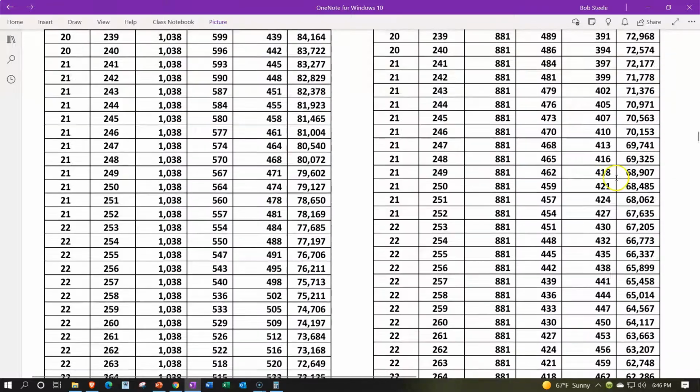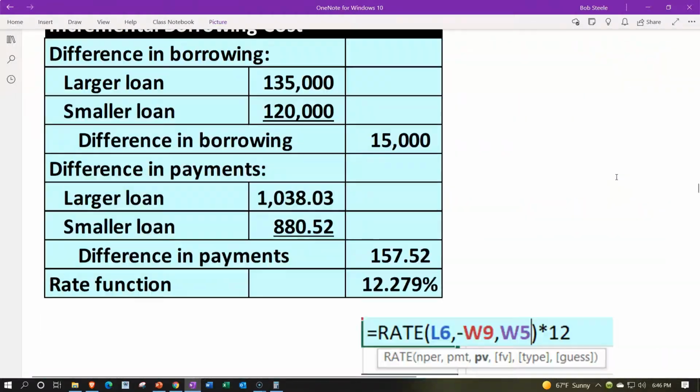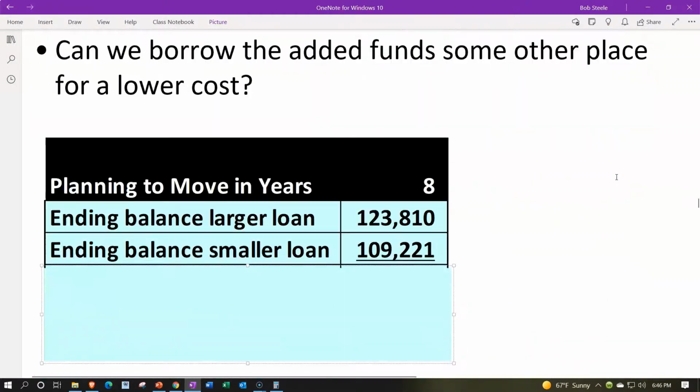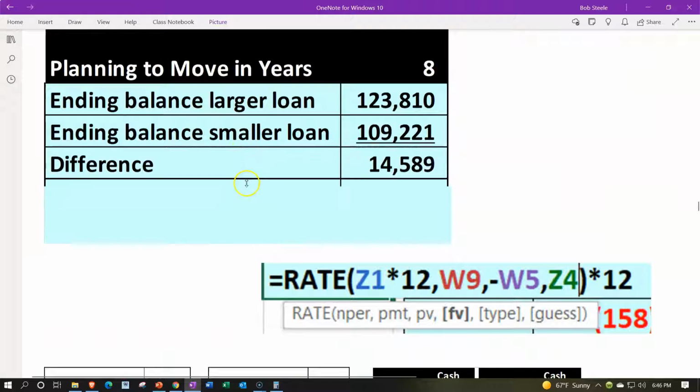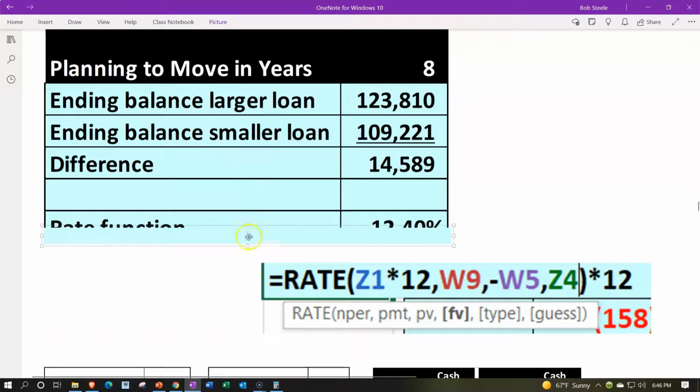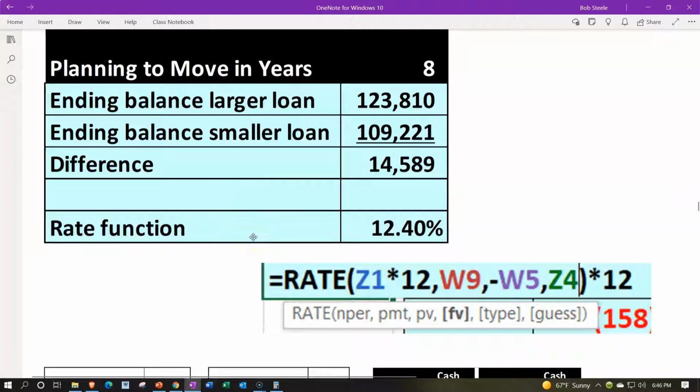So that's where we would stand at the end of that 8-year time frame. The difference between the two being 14,589. And then we can calculate using the rate function again, this time adding in essence a future value, that last ending piece. It would look something like this.